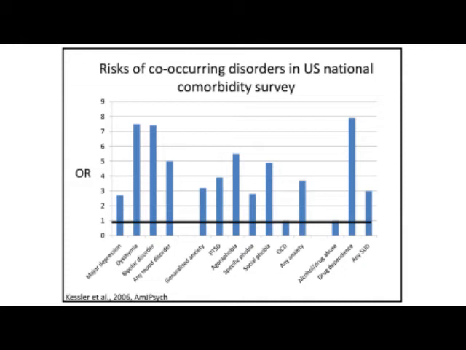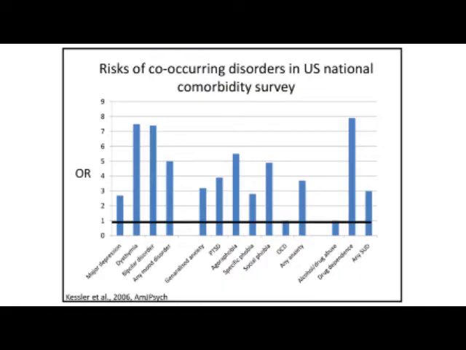Anxiety, different forms of anxiety, are increased. Not OCD. If results were non-significant, I just defaulted them to an odds ratio of 1, but I think it was higher, but it wasn't significant. And then alcohol and drug abuse, curiously, didn't come out as significant. Drug dependence did. So it could be alcohol dependence, but not alcohol use or drug use.